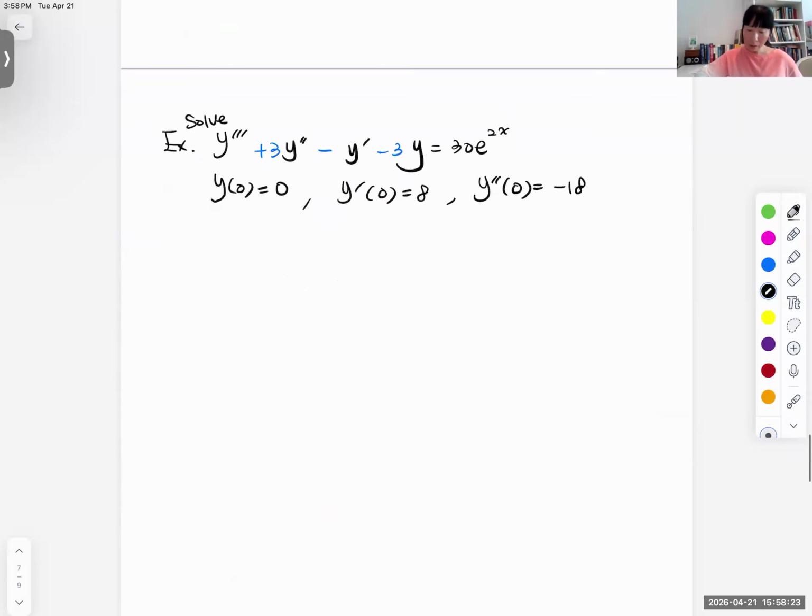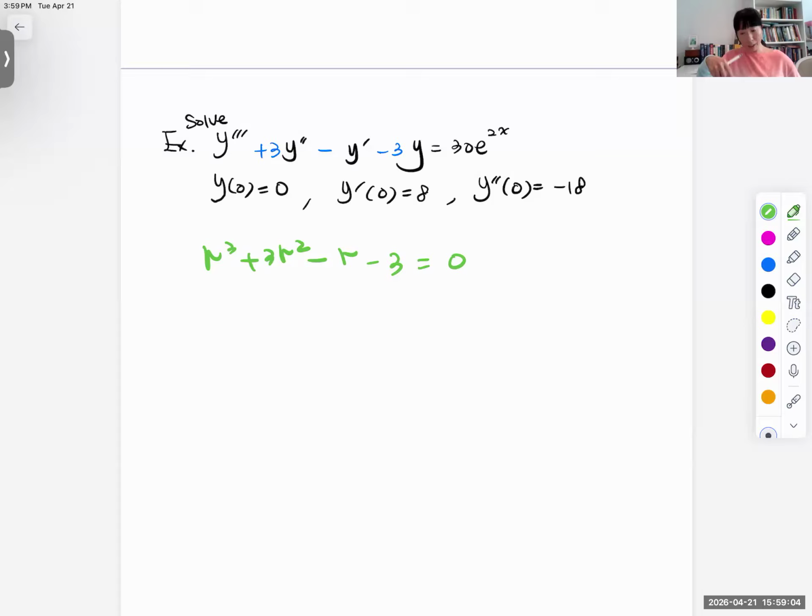Solve the triple derivative plus 3 y second prime minus y prime minus 3y, and g of x on the right hand side is 30 e to the 2x. We have an initial value problem. All right, so let's rewrite. r to the third power plus 3r squared minus r minus 3, a constant, equal to 0.